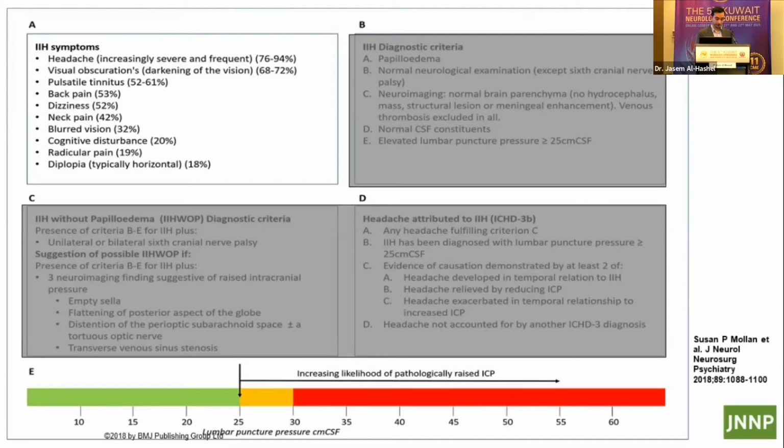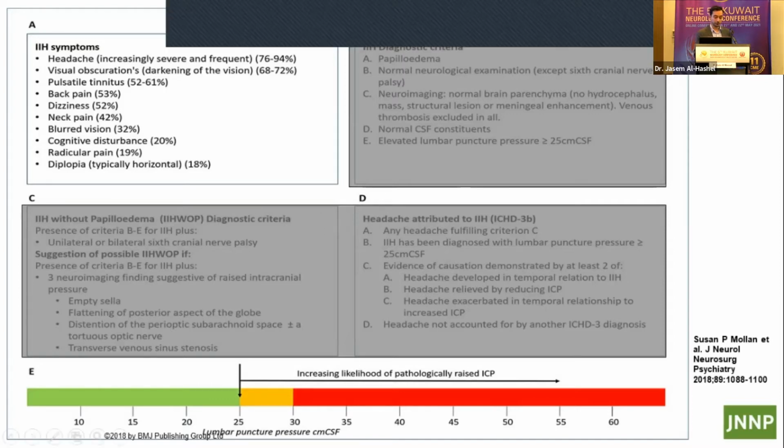And then there are other symptoms, such as back pain, which may be radicular. Interestingly, they may have cognitive disturbance. In 20% of patients, they will have cognitive disturbance, and this usually does not improve with the treatment of the IIH. It may persist.